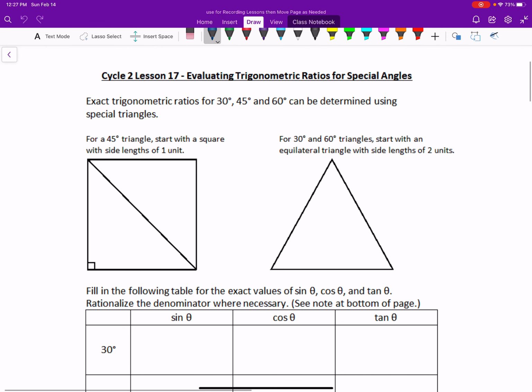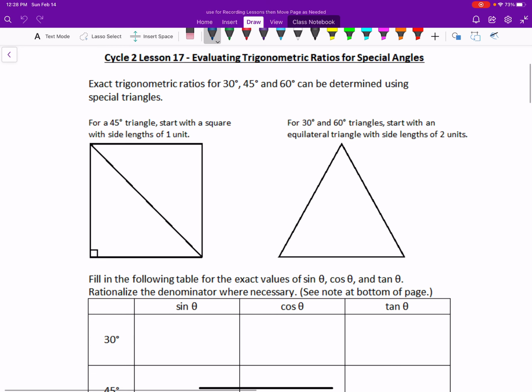Sometimes when we are working with trigonometry, rather than using our calculators, which give us decimal answers which are rounded because they go on for too long, sometimes we want to have exact values. In other words, we want to leave things with the square roots, which are sometimes necessary, or just the fractions that we come up with as fractions, so that we don't have it rounded.